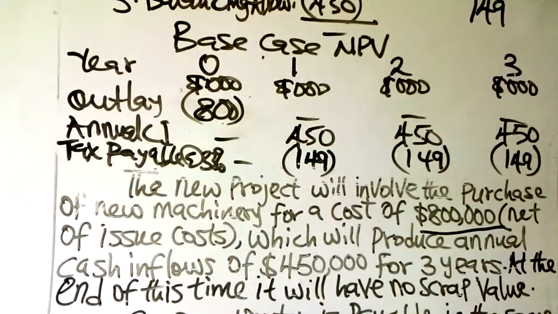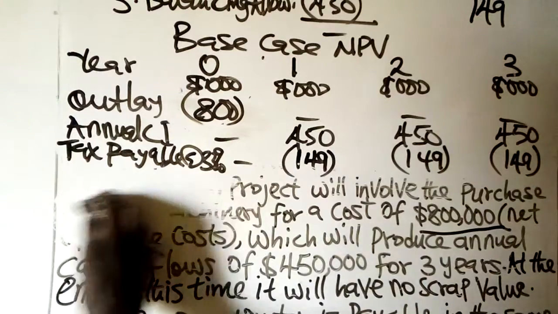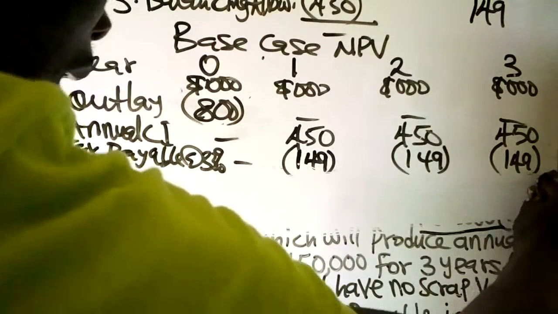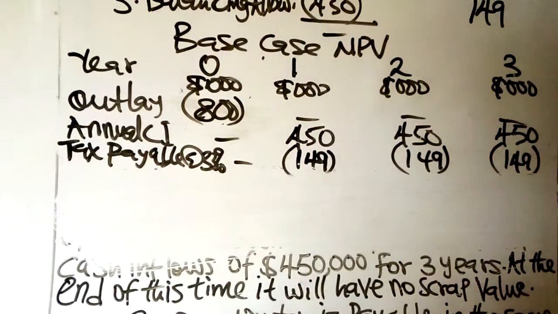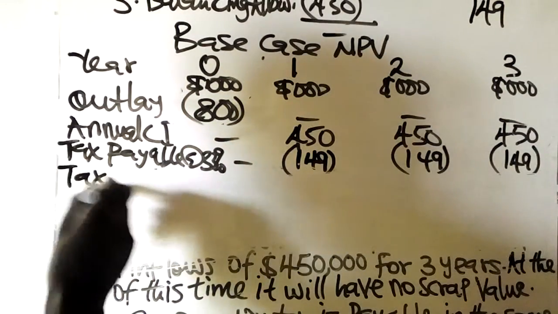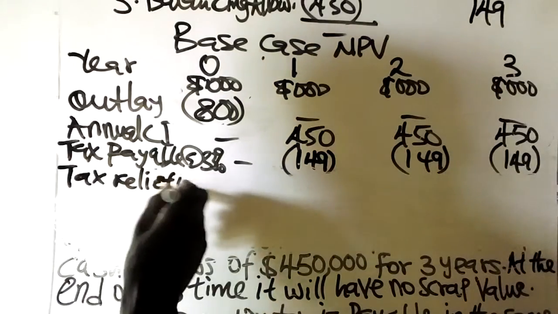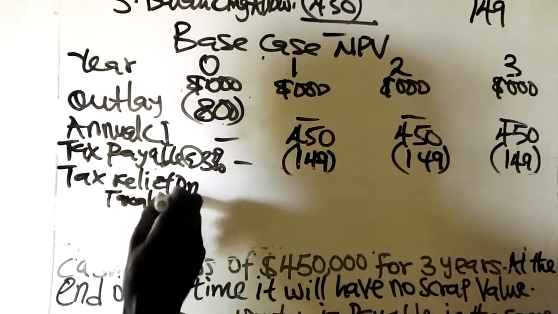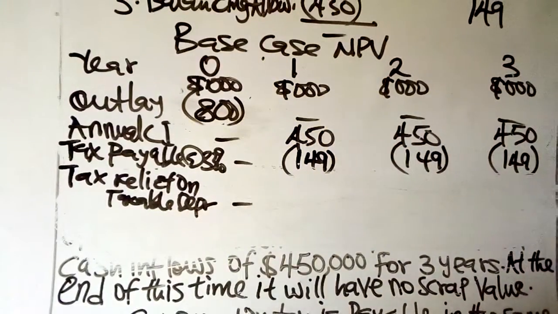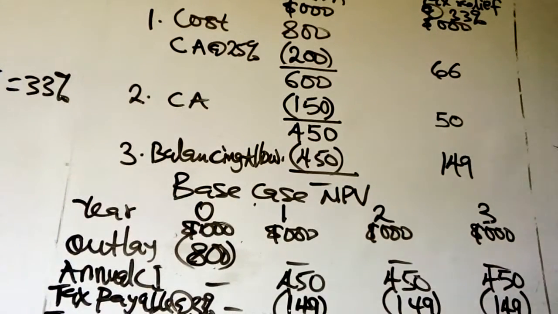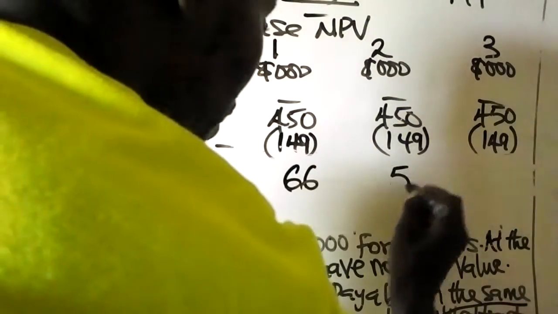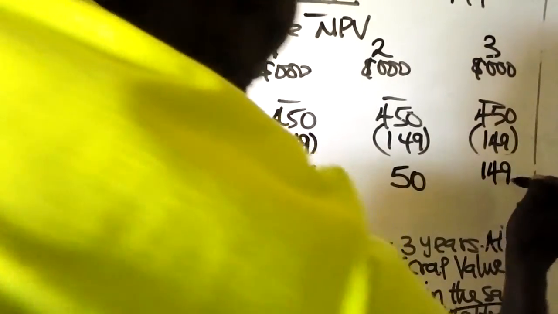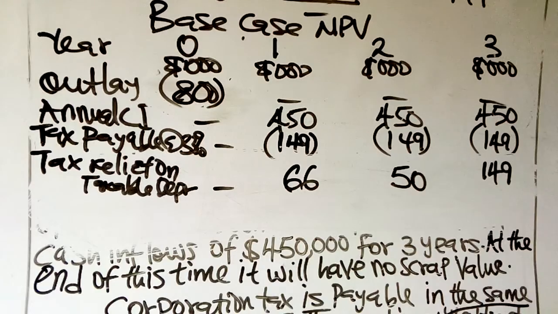Then after the tax, remember we have tax savings on capital allowance, or tax relief on tax allowable depreciation. And that has been calculated. We got 66 in year one, 50 in year two, and 149 in year three. These are tax savings, tax relief, which will be positive.